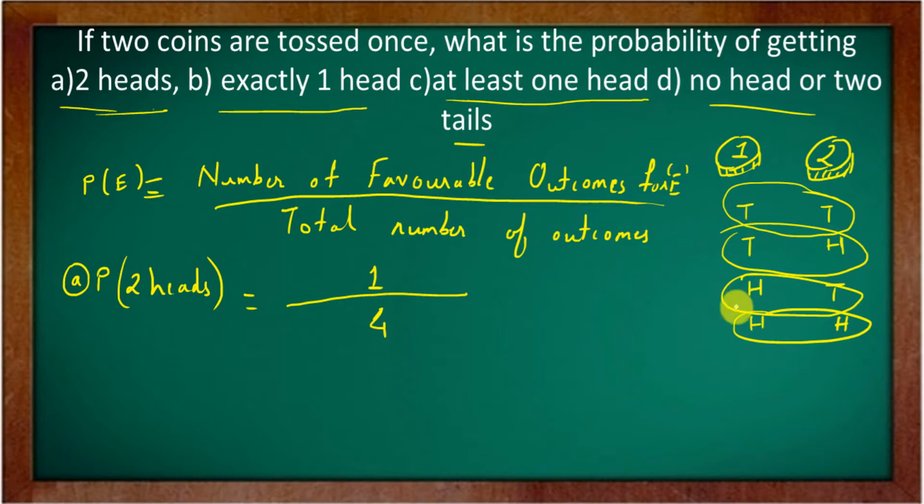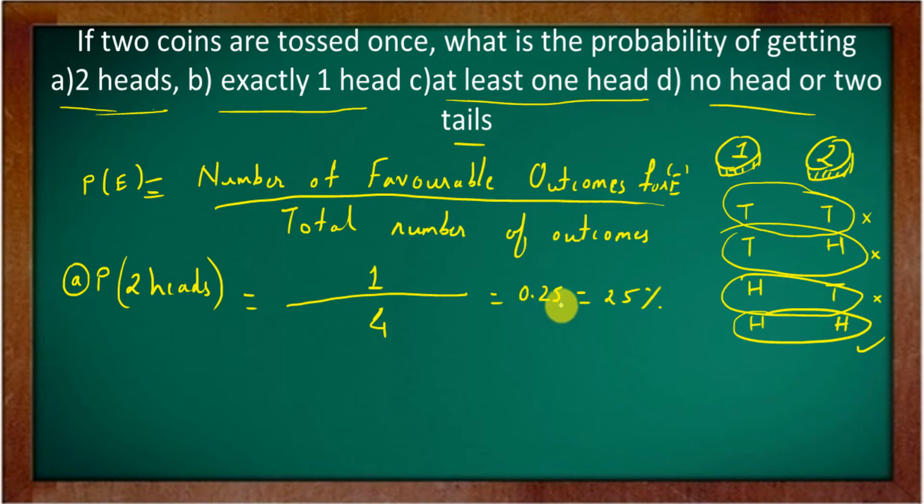The number of favorable outcomes for two heads is only 1 out of 4, right? Only this one satisfies the first question; the others do not. So this will be the probability of getting two heads. The event is what? Two heads, right? So the probability of getting two heads is 1 by 4, or 0.25, or 25%.